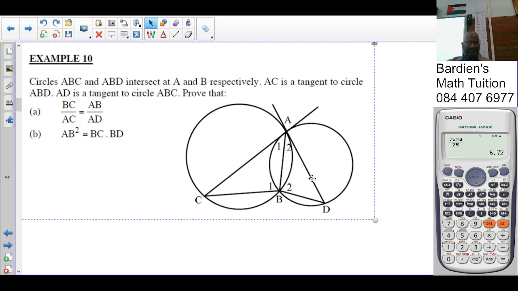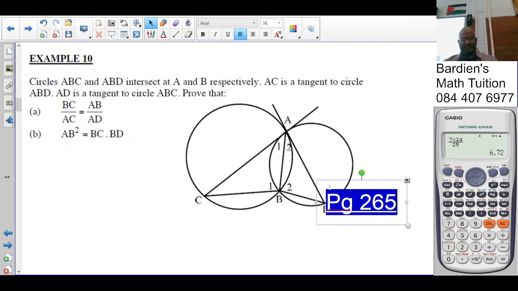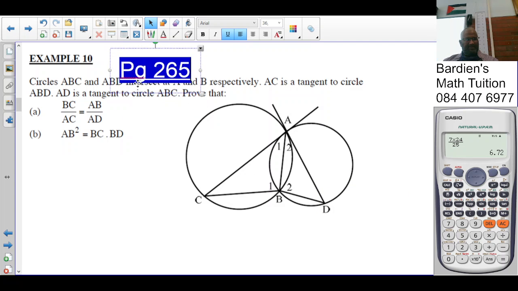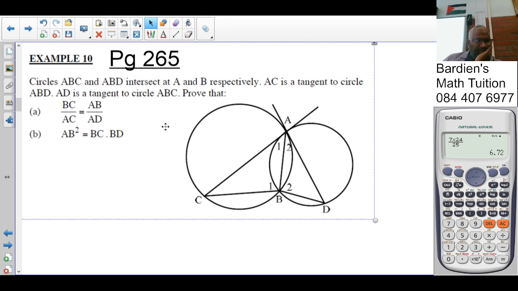People, this is on page 265. In page 265, example 10. We are told that circles ABC, so ABC, the circle here, and circle ABD, which is the smaller circle, intersect at A and B respectively. Intersect means to say the overlap or the cut.